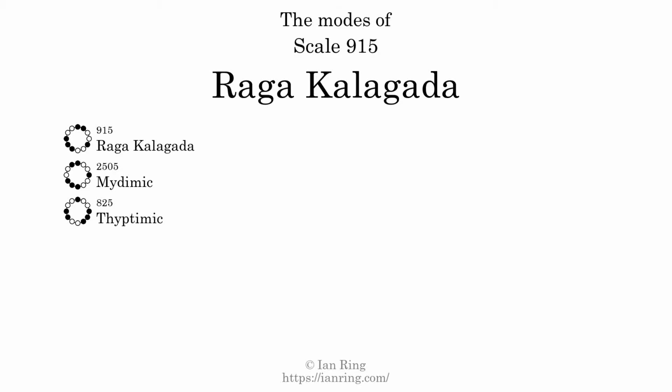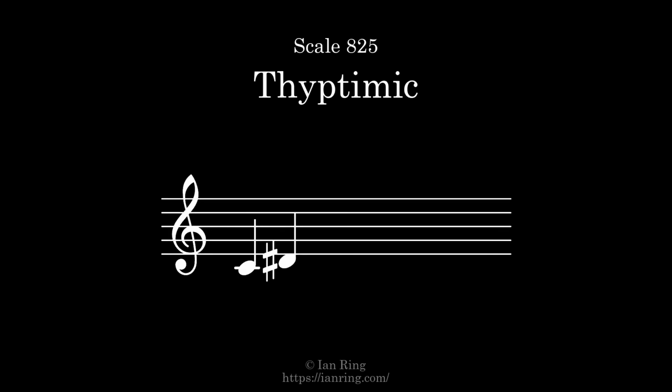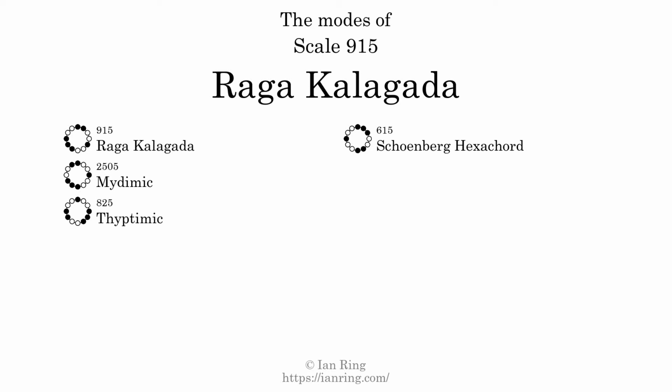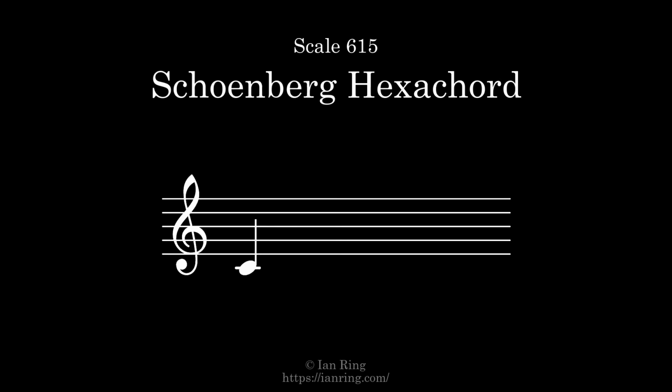The third mode is scale 825, also known as thyptimic. It sounds like this. The fourth mode is scale 615, also known as Schoenberg hexachord. It sounds like this.